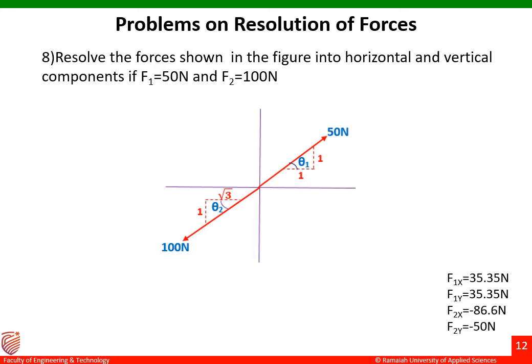We can solve this problem by two methods. In the first method, we don't have to find out the angle theta. We can directly substitute the answer for cos theta by using the figure details, and then we can find out the answer for Fx and then Fy values there. Similarly, in the second method, we can find out the angle theta made by 50 Newton and then 100 Newton. Then we can find out the answer for Fx and then Fy.